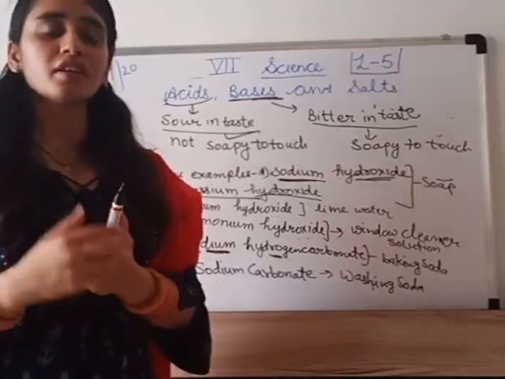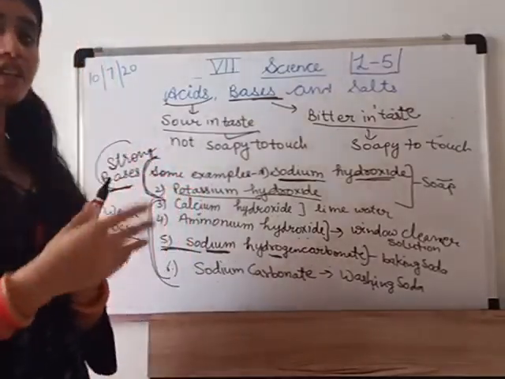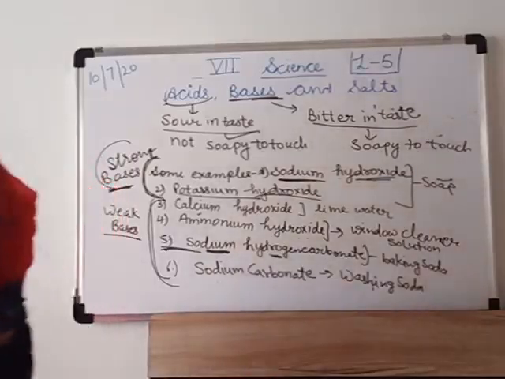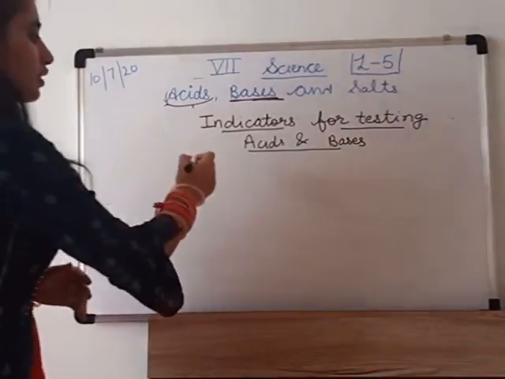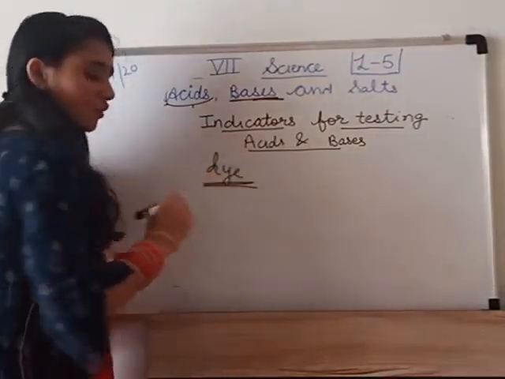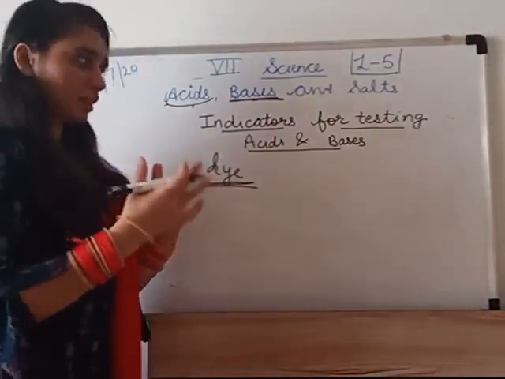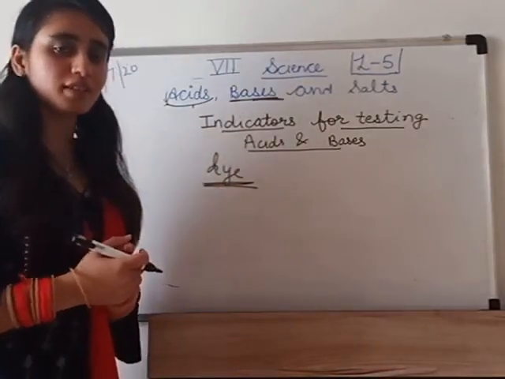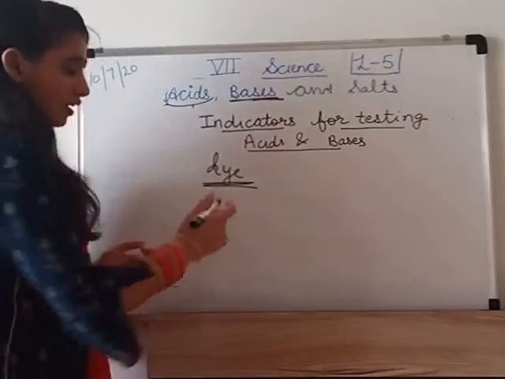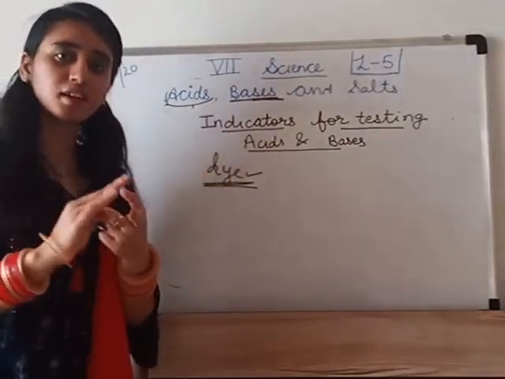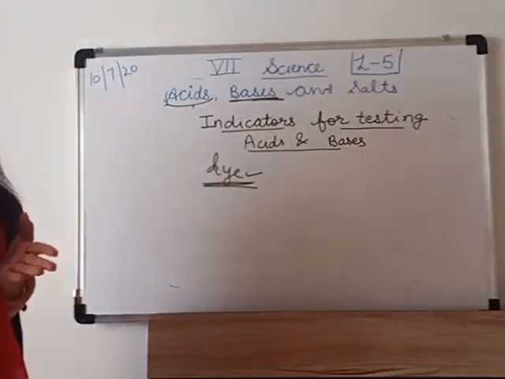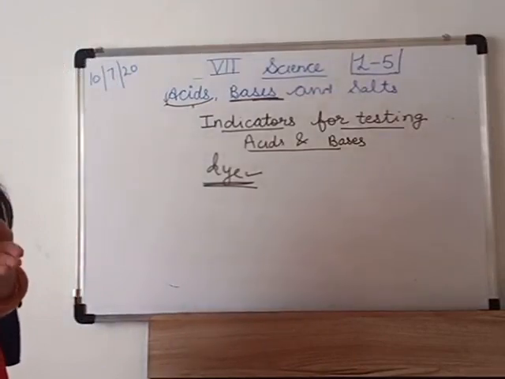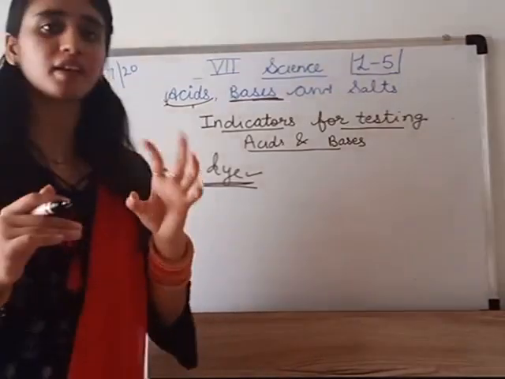So there are three basic natural indicators, which we will now discuss. An indicator is a dye which tells about the nature of a substance, that is, whether it is acid or basic. It is a dye which changes color when it is put in an acid or basic substance. Means an indicator gives different colors in acid and base.